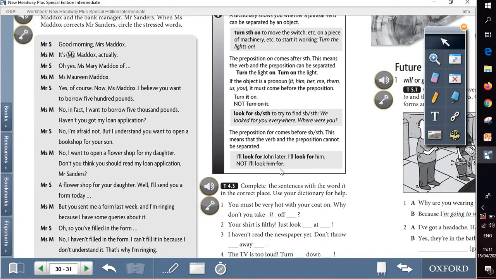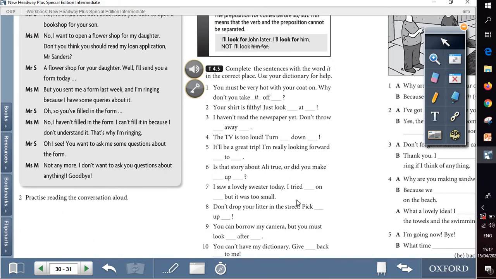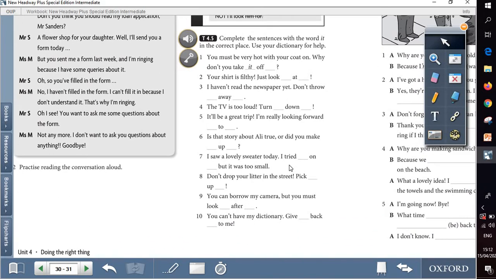After we read the grammar review, we are going to answer the questions by completing with the word it in the correct place. If the phrasal verb is separable, put it between the verb and the particle. If it's not separable, of course we have to keep it as it is. And here we have 10 examples.